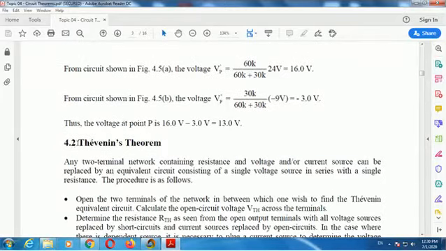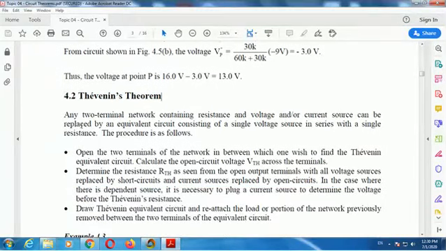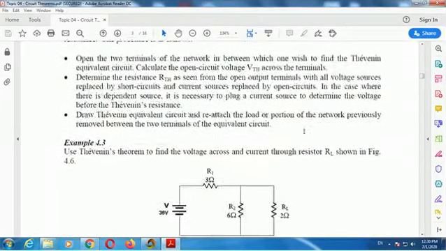Next, we do Thevenin's theorem. Any two-terminal network containing resistance and voltage and or current sources can be replaced by an equivalent circuit consisting of a single voltage source in series with a single resistance. Any two-terminal network that contains resistance and also voltage or current sources can be replaced by an equivalent circuit consisting of only a single voltage source in series with a single resistance.